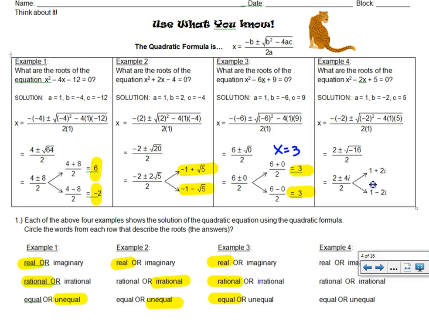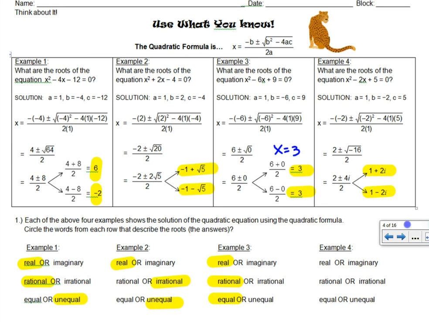And finally, on number 4, we have 1 plus 2i and 1 minus 2i. Those are imaginary because of the i's in them. And after we say that they're imaginary, we don't talk about irrational or rational. They are unequal, but they are going to be unequal each and every time. Okay, so those are the 4 different types of answers you can get.